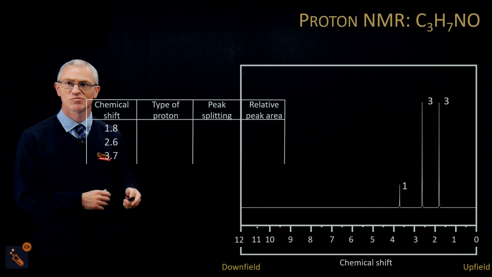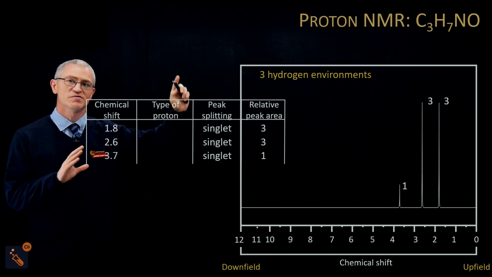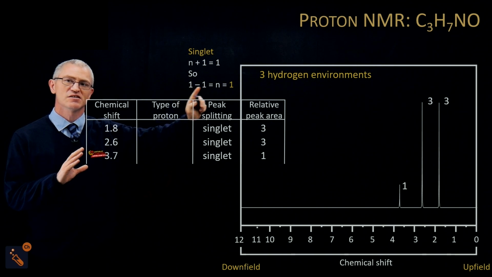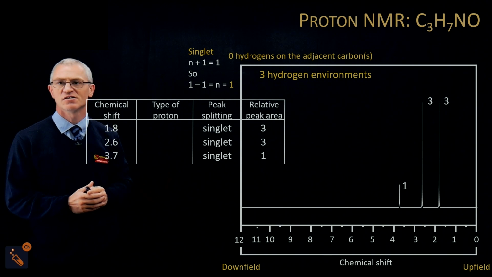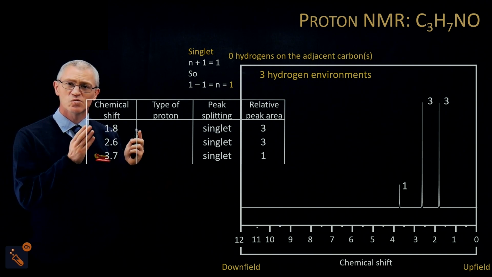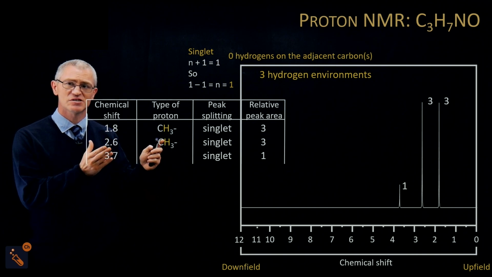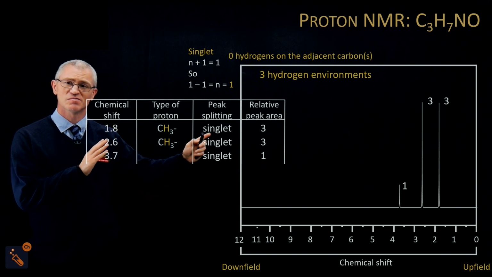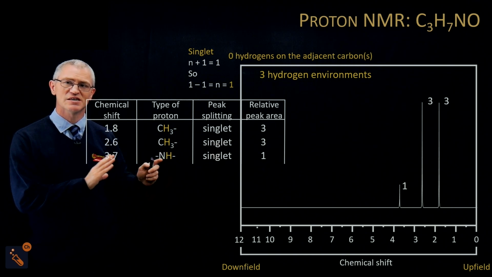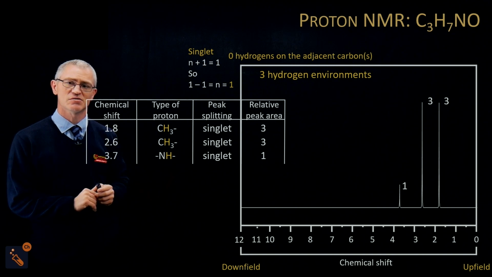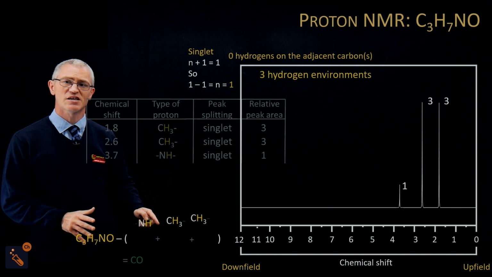Okay, so our table with chemical shifts, peak splitting and peak area. We know we've got 3 hydrogen environments, and the singlets all mean that there are no hydrogens on the adjacent carbons. Okay, we can tell from there that the first one is CH3, CH3 again because the relative peak area being 3 and 3. And after our discussion, we think that this might be an NH. Okay. Let's check the molecular formula and check that all works out.